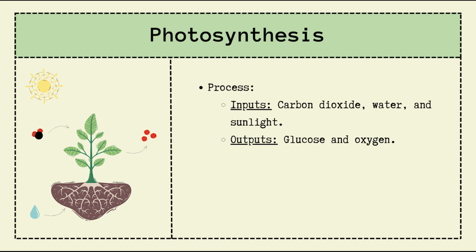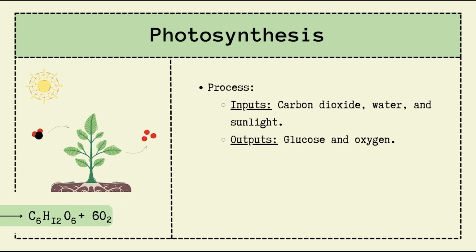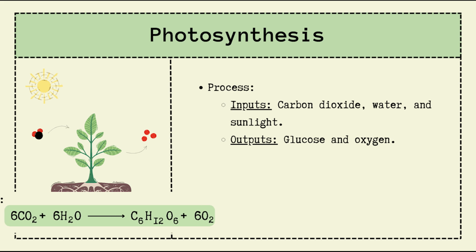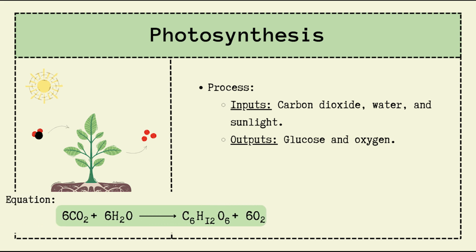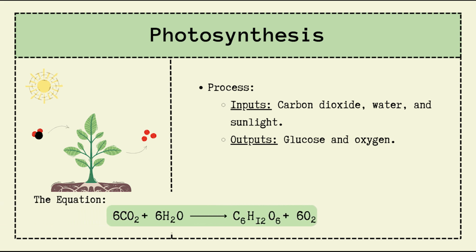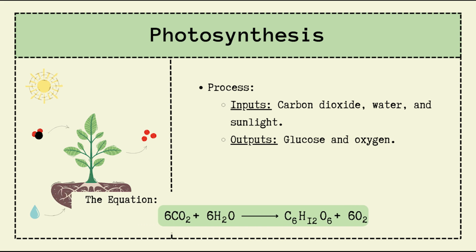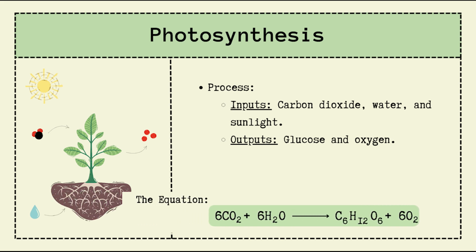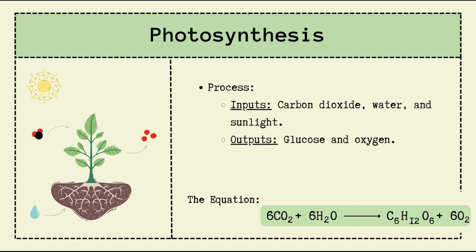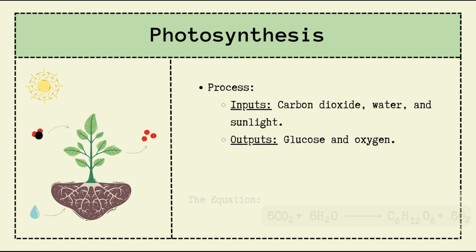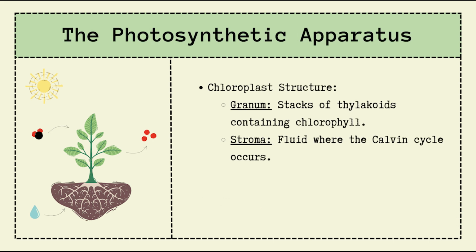Photosynthesis. Photosynthesis is how plants make food. The plant takes in carbon dioxide from the air, water from the roots, and sunlight. The products are glucose, a type of sugar for energy, and oxygen, which is released into the air. This process is the foundation of life, providing food and oxygen for all living beings.